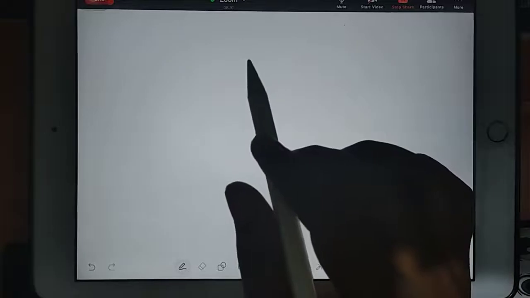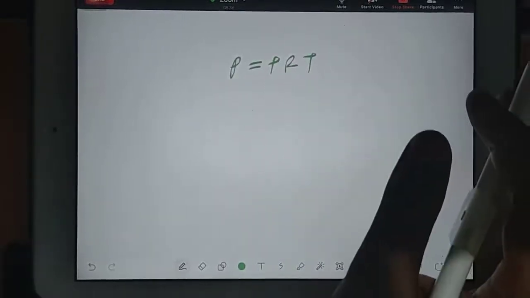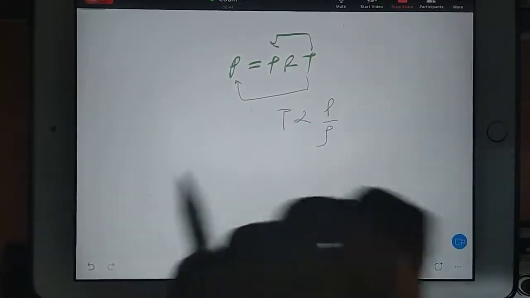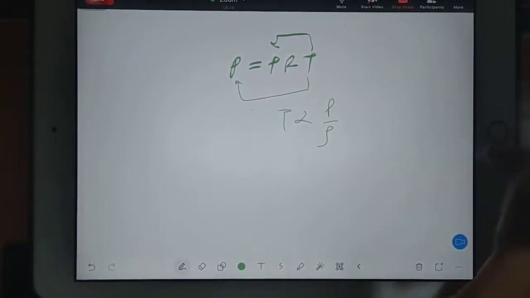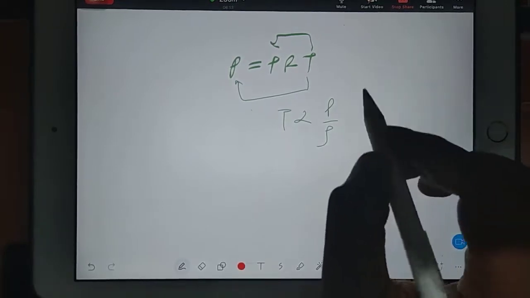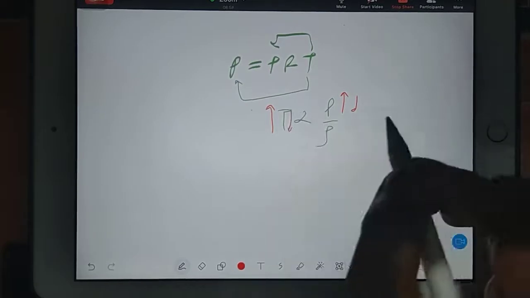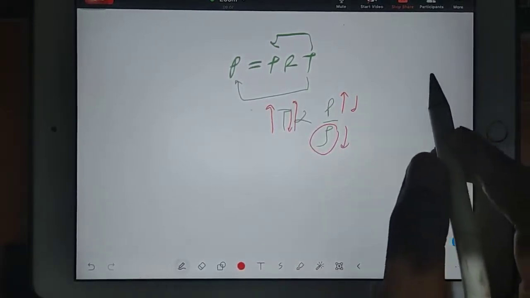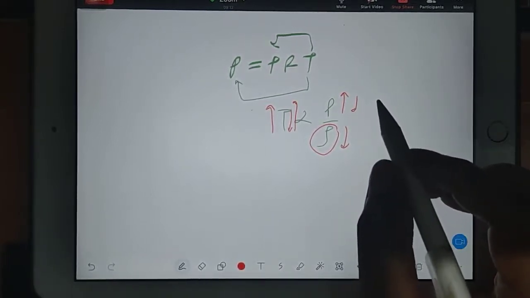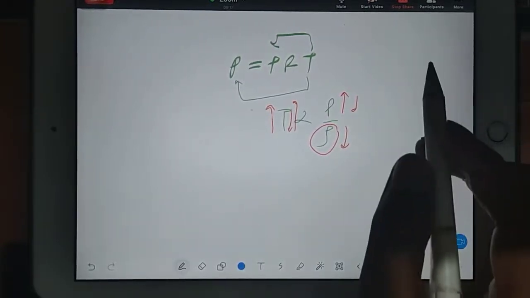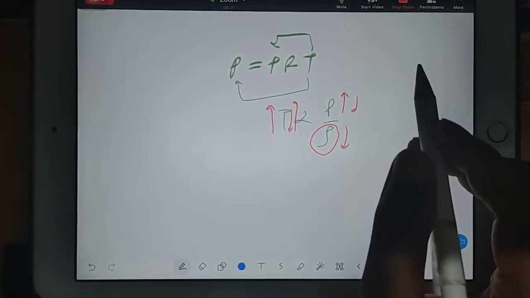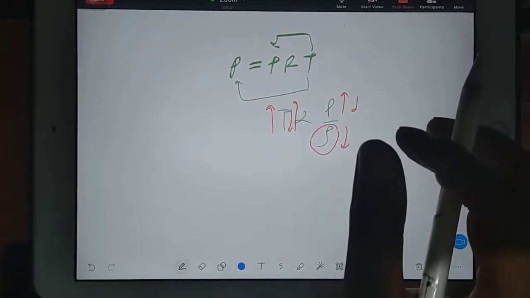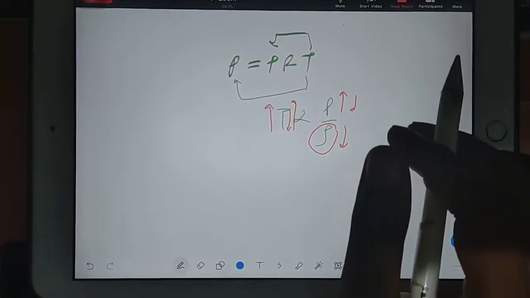Right, right, right. Yes, yes, pressure is equal to rho RT, correct. Correct, correct, correct, correct, correct. Mm-hmm. Very good, very good.